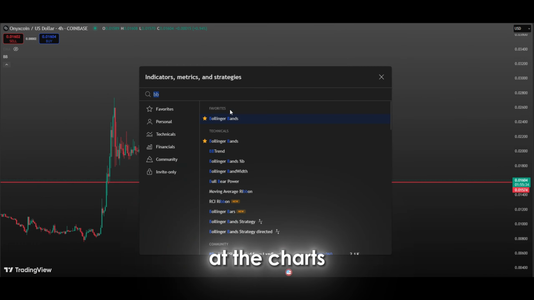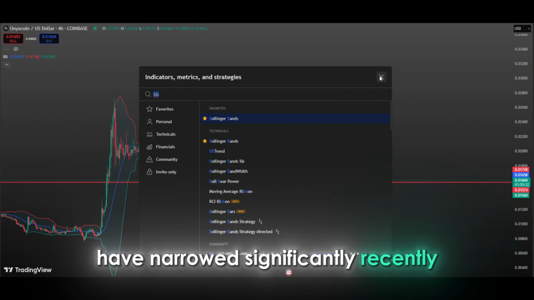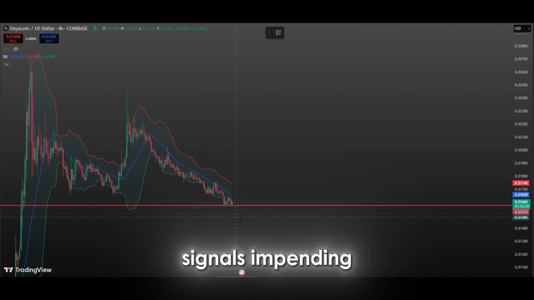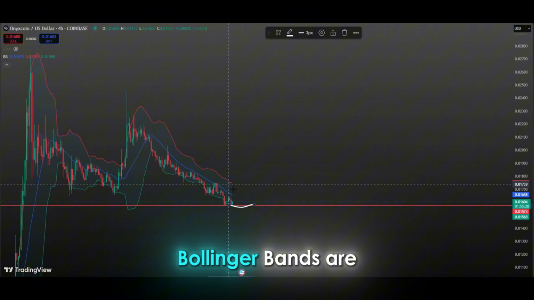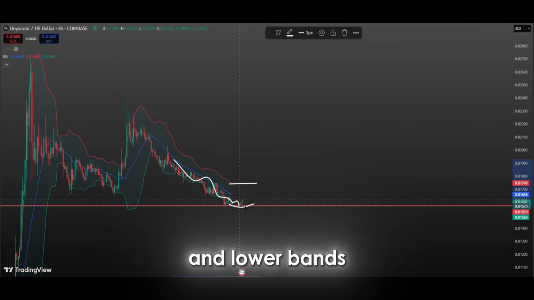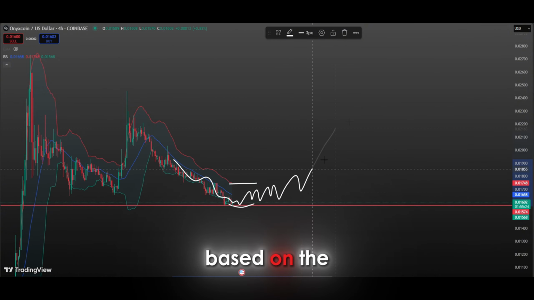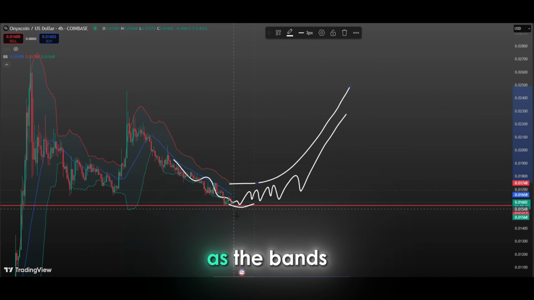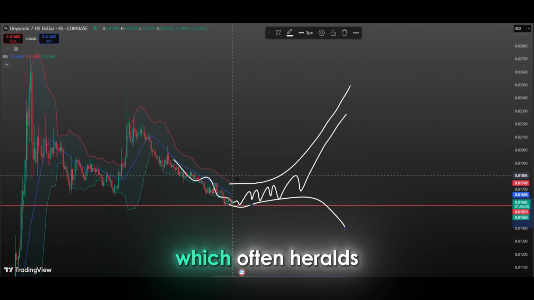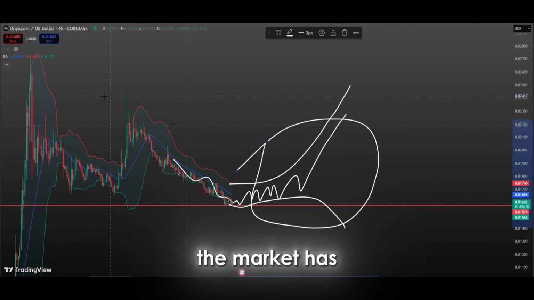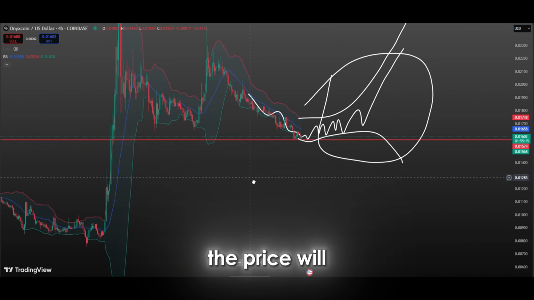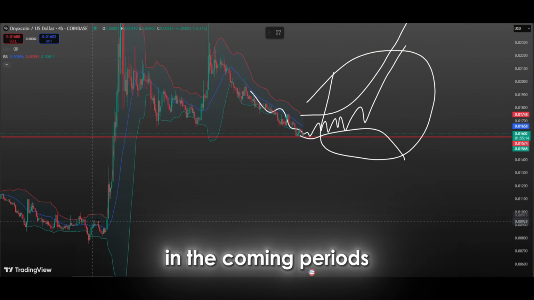A closer look at the charts shows that the Bollinger Bands have narrowed significantly recently. In technical analysis, this narrowing usually signals impending high volatility. Bollinger Bands are a volatility-based indicator, consisting of upper and lower bands that are dynamically calculated based on the standard deviation of the price. As the bands move closer together, a squeeze forms in the market, which often heralds a breakout move. The fact that the market has now entered this contraction phase strengthens the likelihood that the price will make a sudden and sharp move in the coming periods.